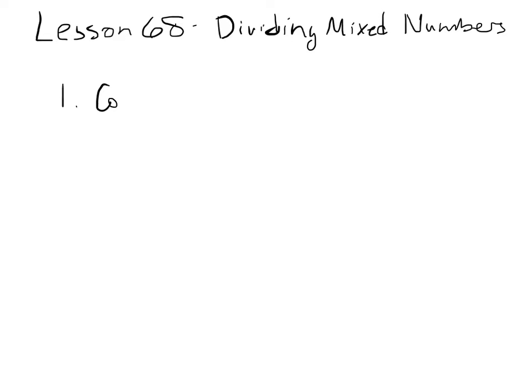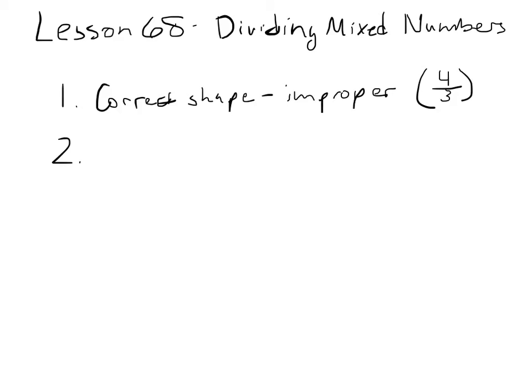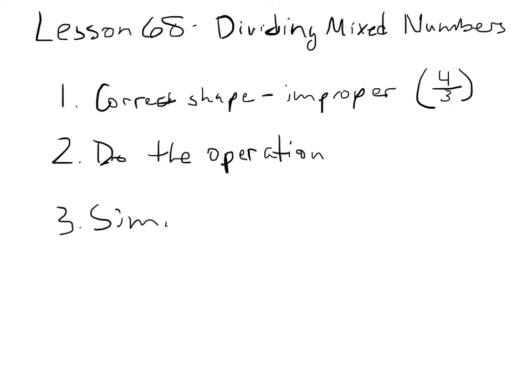First, we get the correct shape, which usually means we put it into an improper fraction, like 4/3 or something. The second step is to do the operation. And the third step then is to simplify, if possible. That's not always the case. So if we remember those three: correct shape, do the operation, simplify, you should be all right.